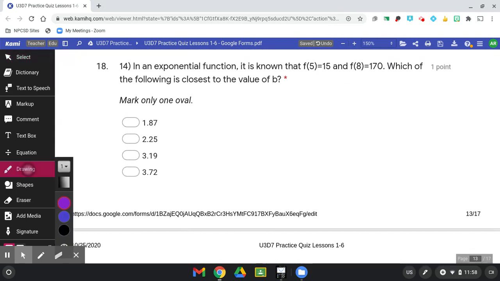All right, now here you have an exponential function, and you have two coordinates here. Remember, f of 5 equals 15 is just (5, 15). f of 8 equals 170 is just (8, 170). So we have 2 points, and we're trying to find our b value. And I'm going to do this algebraically, even though we learned how to do it both ways, graphically and algebraically. Okay, so we know that y equals a b to the x power is our exponential function form. All right, so this is my x and my y, and this is also my x and my y. So I'm going to set up my system of equations.